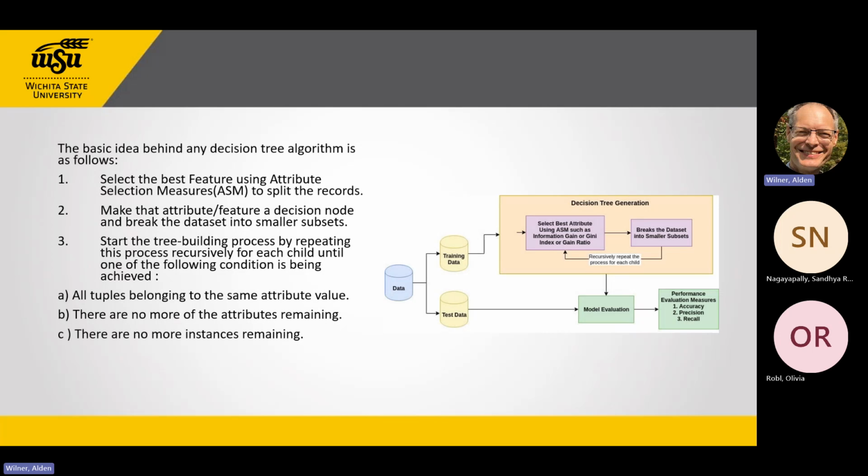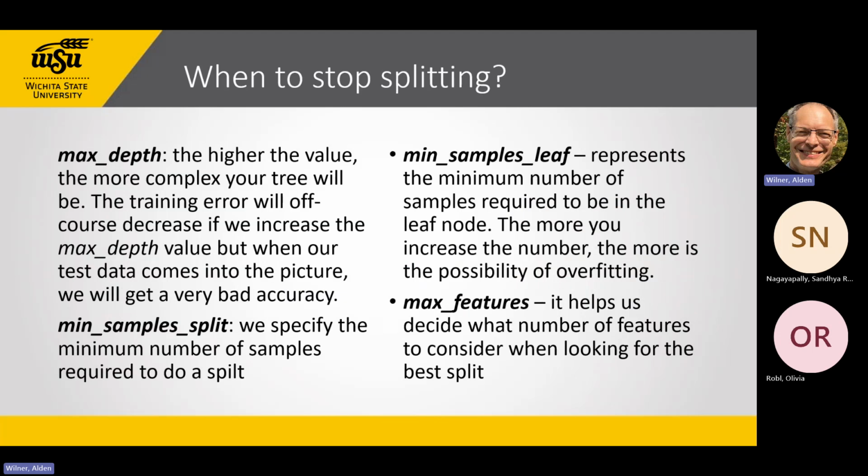So a basic idea in our decision tree algorithm is we want to select our best feature, measure that attribute, make that a decision node using our ASM, split it into smaller subsets, keep splitting recursively into smaller and smaller until we reach a termination state. And termination state 1 is all of the tuples in that node now belong to the same attribute. It's a pure node. Or we've run out of attributes, or we've run out of samples, right? So those are the 3 obvious stopping conditions, but we can stop sooner as well, right?